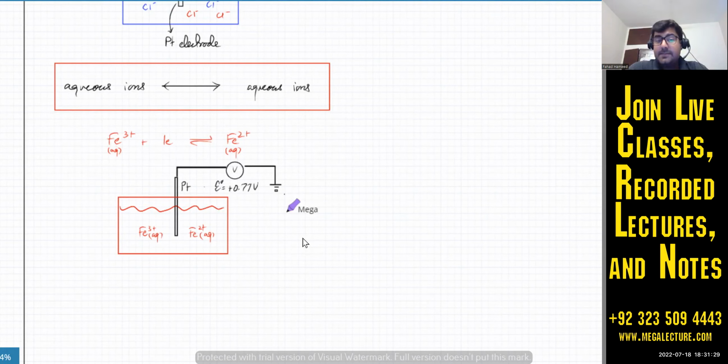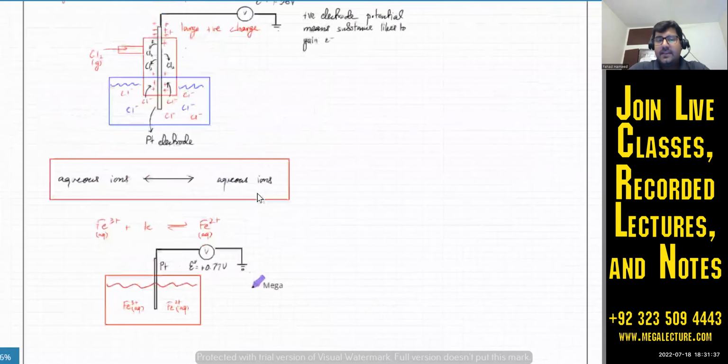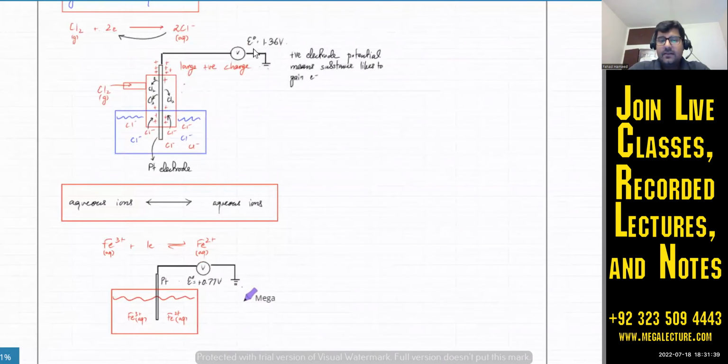Now this plus 0.77 means at the moment it means nothing. It means something in comparison, if I compare it with chlorine. The chlorine is even more positive. What did I tell you about positive? I told you that positive potential means that the substance really likes to gain electrons. So between these two, this is 1.36, this is 0.77. 0.77 indicates that it likes to gain electrons, right? But 1.36 means that Cl2 likes to gain electrons even more. Okay?